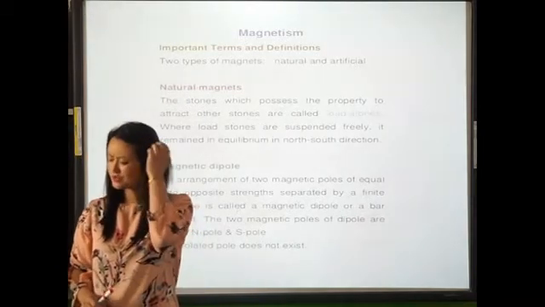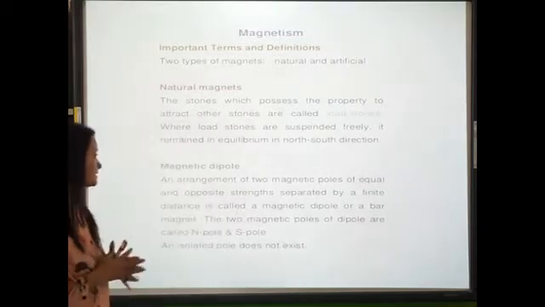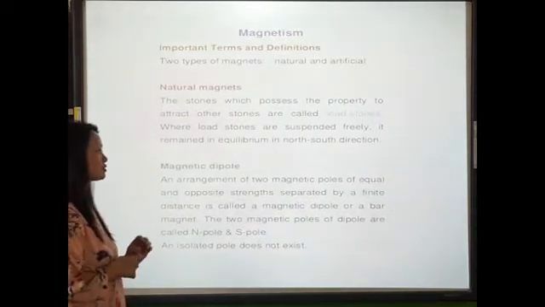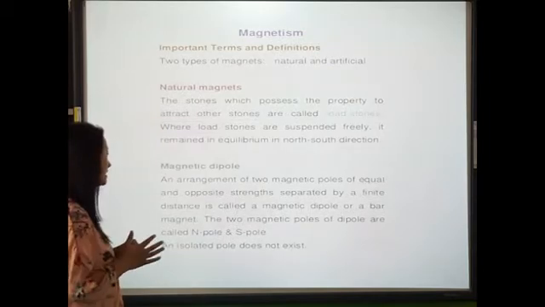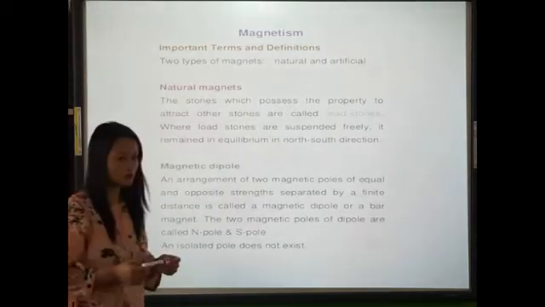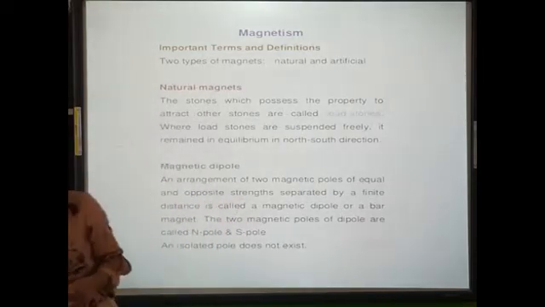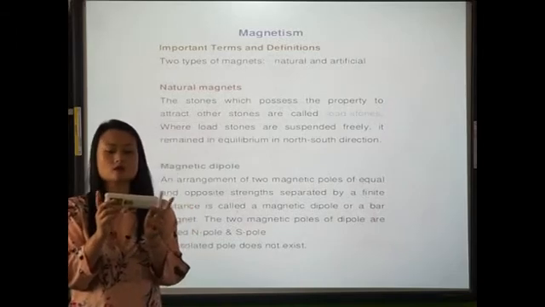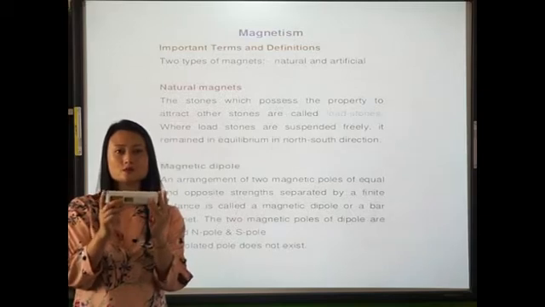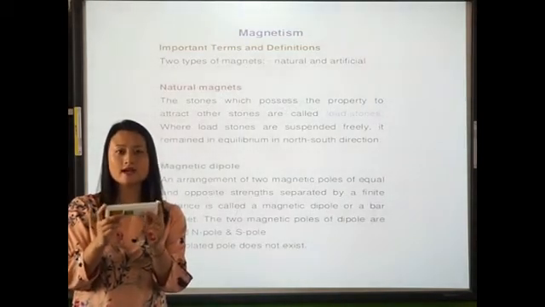Now, the magnetic dipole is also here. It says an arrangement of two magnetic poles of equal and opposite strength separated by a finite distance is called a magnetic dipole or a bar magnet. The two magnetic poles of a dipole are the north pole and the south pole. See, the north pole and the south pole are separated by a certain distance. They exist at the ends.